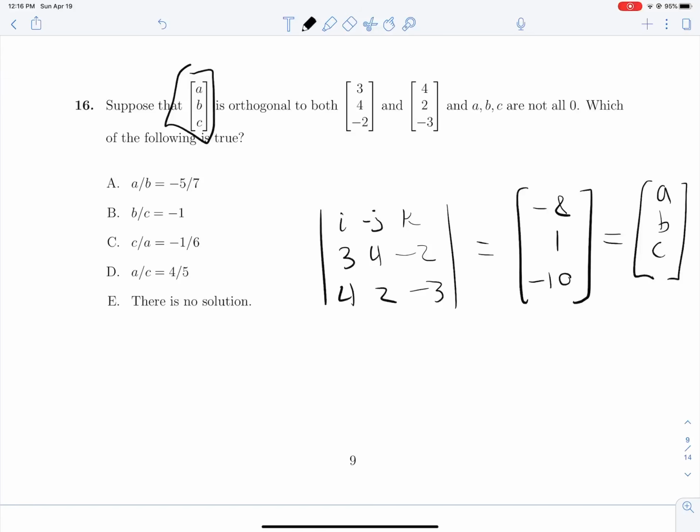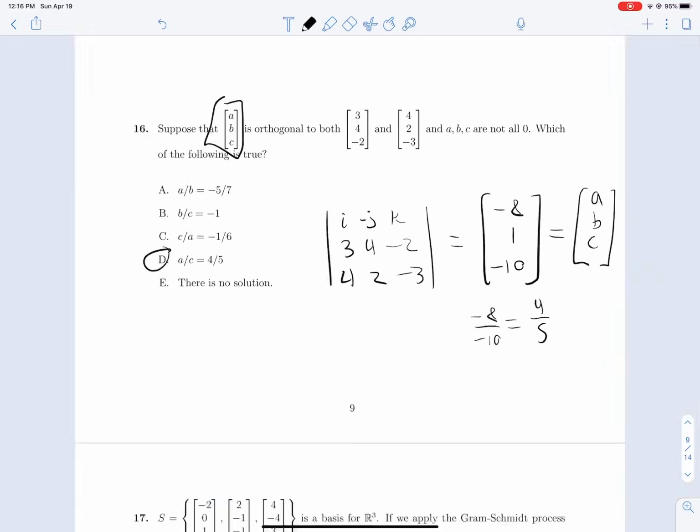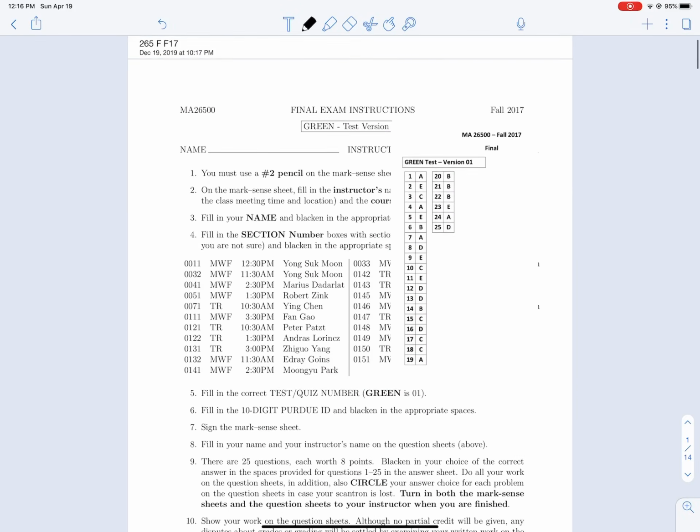Because any vector a, b, c should have all the same relations in here as this vector, negative 8, 1, negative 10. And if we go look at option D, if we take a over c, that's negative 8 over negative 10. That reduces to 4 over 5. So that works. 16 is D.